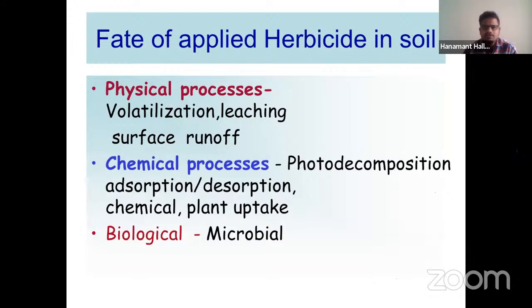So in these different mechanisms, physical processes are volatilization, leaching, and surface runoff. Chemical processes are photodecomposition, adsorption, desorption, chemical decomposition, and plant uptake. Then biological is microbial. So here also there are physical losses, chemical losses, and biological losses.